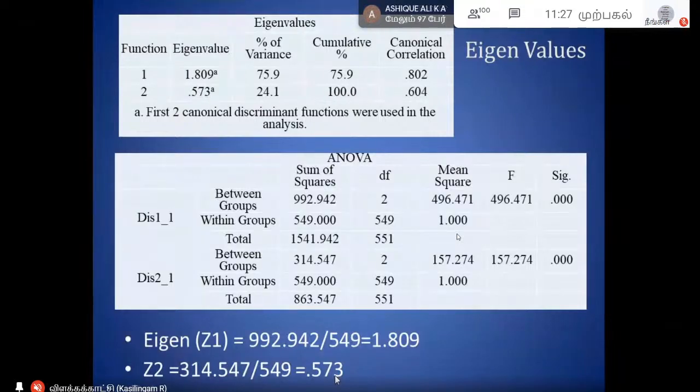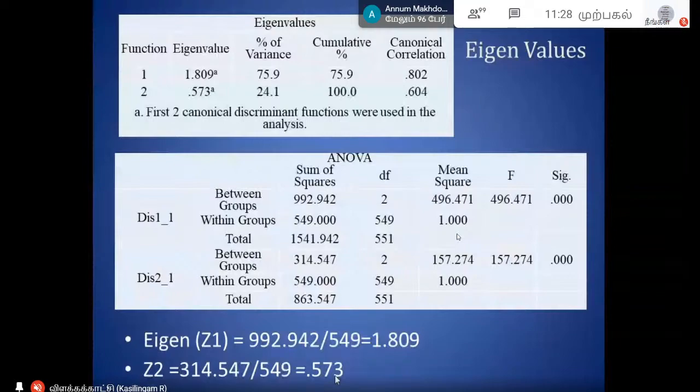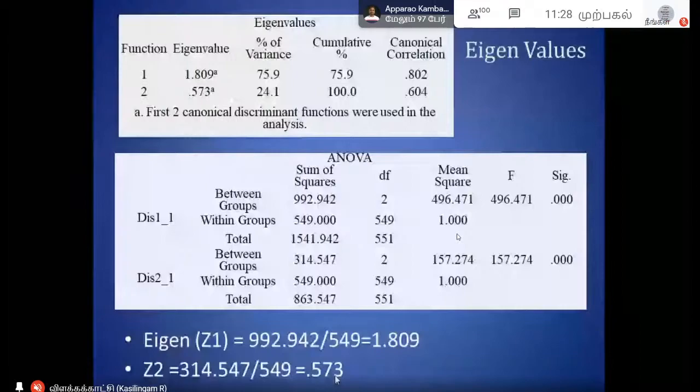So this is what the eigenvalue table and the Wilks' Lambda table are meant for. Now we have two functions. Based on those functions only, we are going to generate the probability value and prediction of group membership. That function is very, very important. Please understand that the function is coming from the independent variables. That is different, leave it. Now the independent variables' work is over. Based on that function only, we are going to classify.